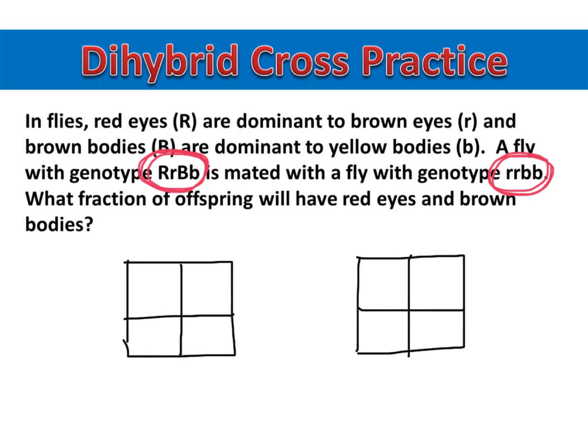My first Punnett square is going to be about eye color. And so my first fly is a heterozygote, so I'll put that across the top. And my second fly is homozygous recessive. So I'll put that down the side and then fill it in.